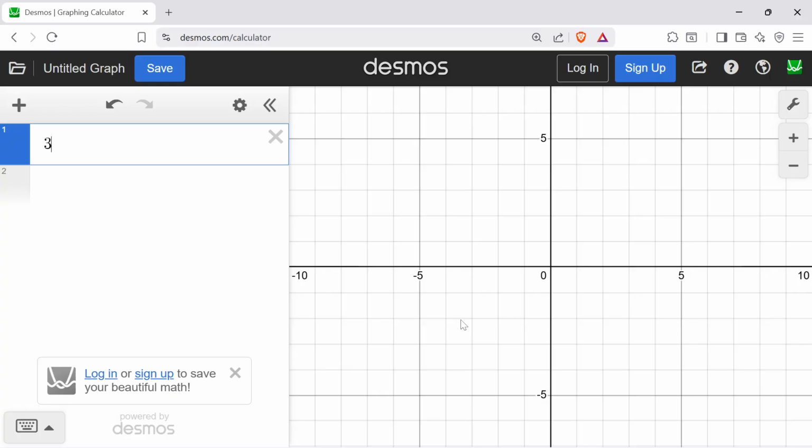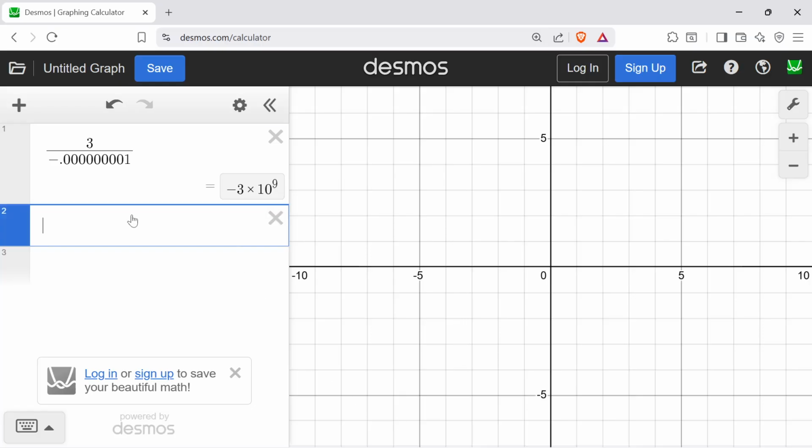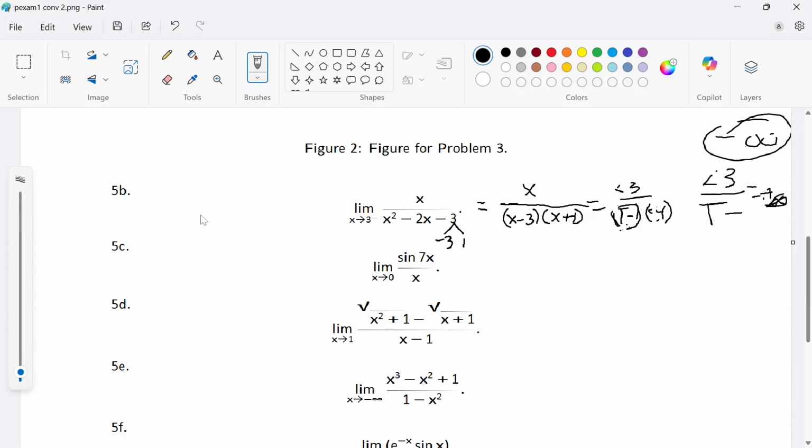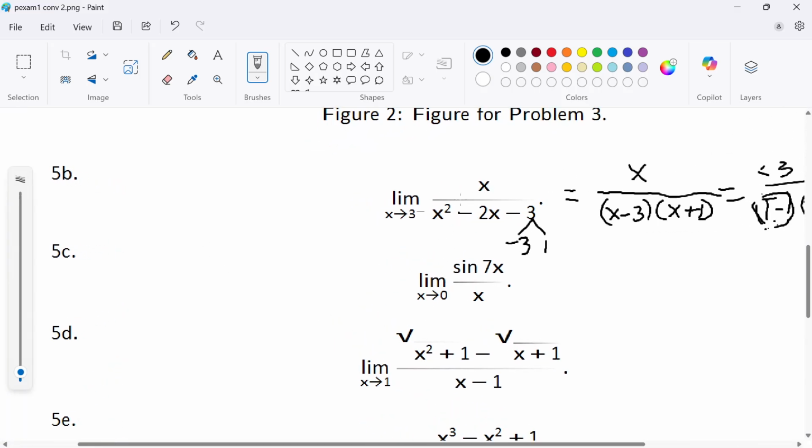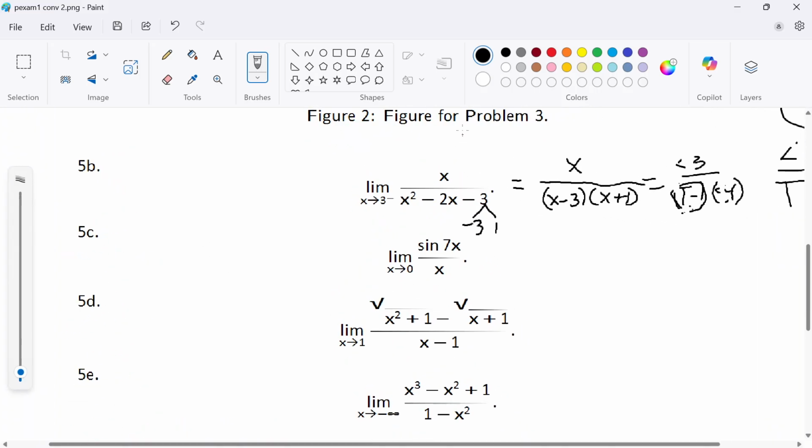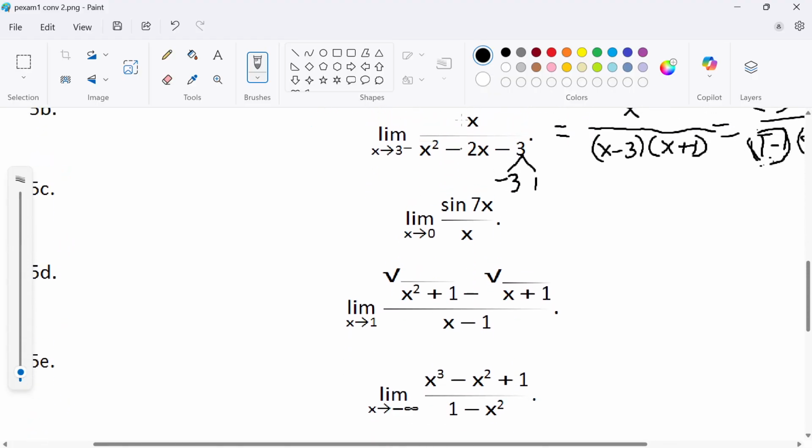So let me prove that to you on good old Desmos. Let's say I have 3 divided by a tiny negative number, -0.0000001. Look at it. It's -3 times 10 to the 9th. Now let me try this. 3 divided by negative point, even more zeros, 1. It's -3 times 10 to the 25th. This number is getting bigger and bigger and bigger. So it's a very tiny negative number on the bottom, which gives you a huge negative number for the answer.